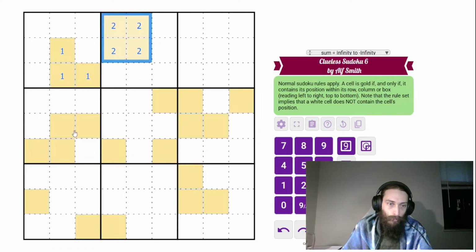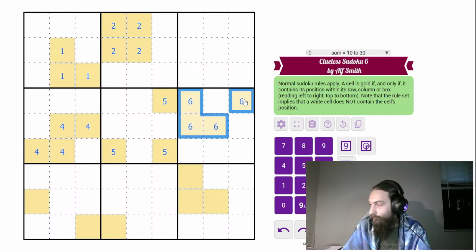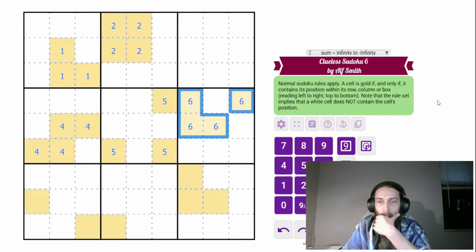Box 1, box 2, box 4, box 5, box 6. It's not by box, it's position, says Joseph Pratt. But a cell is gold if and only if it contains its position. Then it's row, column, or box.